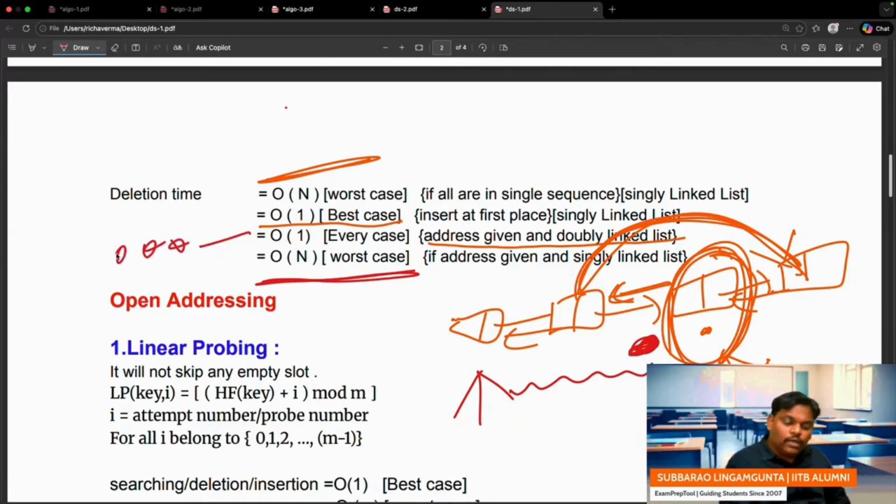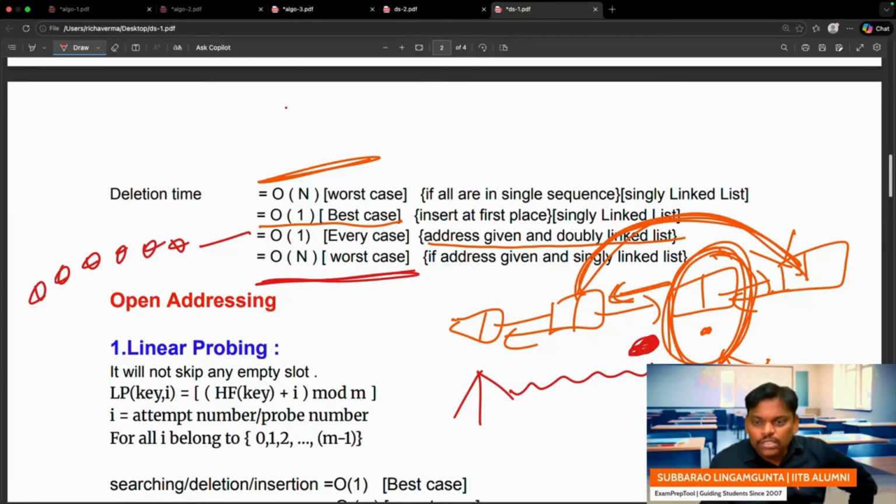In the chaining, deleting someone will take how much time? If you don't mention anything, first 2 points. Node address is provided and double linked list also, then 1. In the chaining, deletion will take how much time? Node address is provided, single linked list, then n time, because you cannot do it directly.